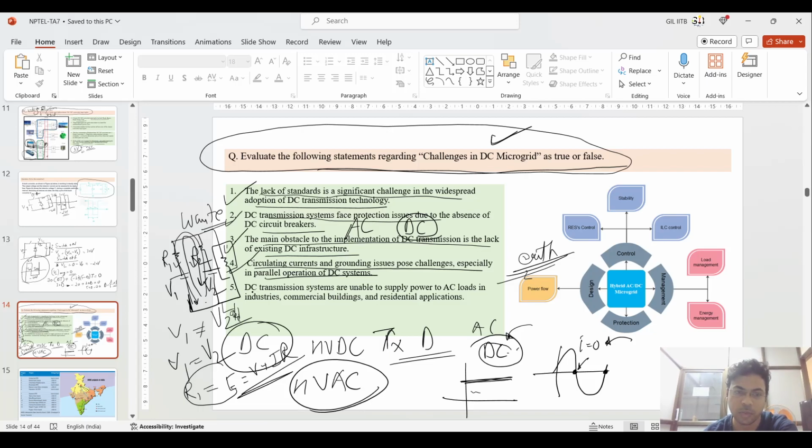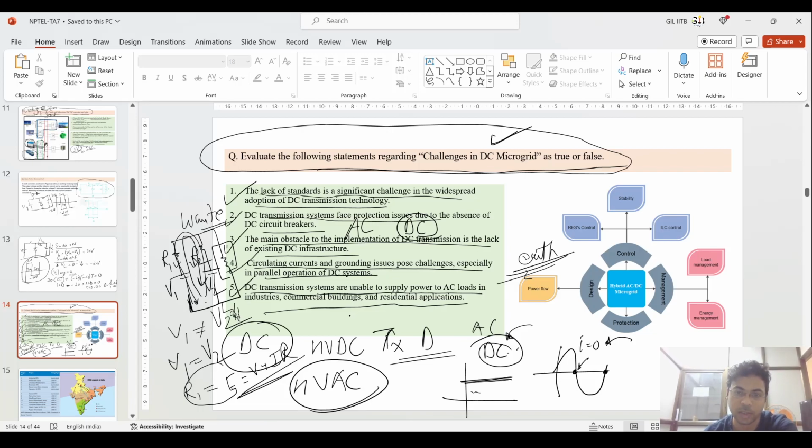Coming to the fifth part, that is DC transmission systems are unable to supply power to AC loads. In the industry, commercial buildings and residential applications, a lot of industrial appliances are in the market which is operating on AC.